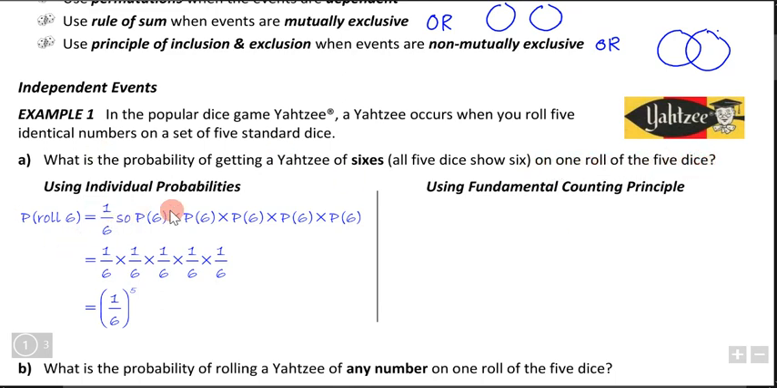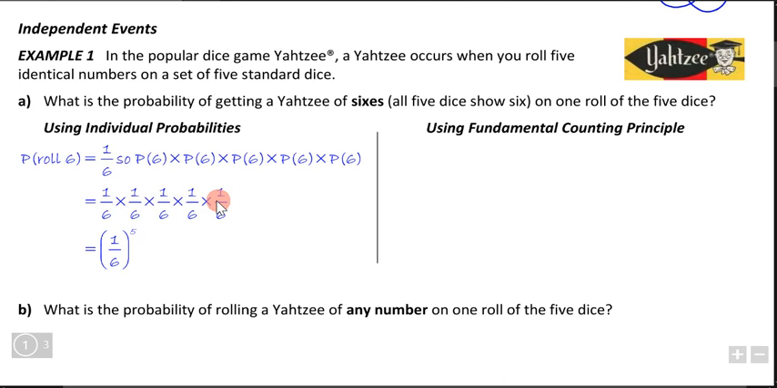If you individually counted them, you would be multiplying the probability of getting a 6 on each dice. That's 1 out of 6 for each dice roll. And if you're rolling 5 dice, then you're going to multiply it 5 times. Then your probability would be 1 over 6 to the exponent 5.